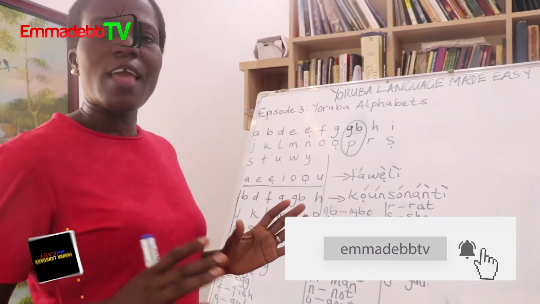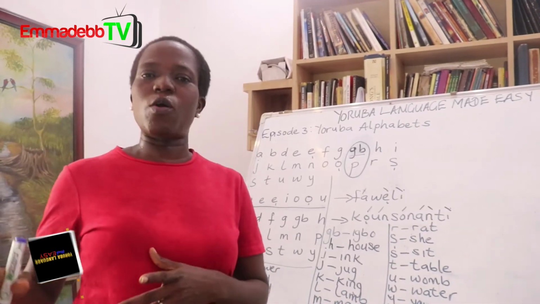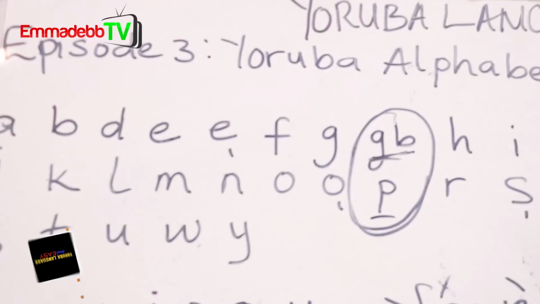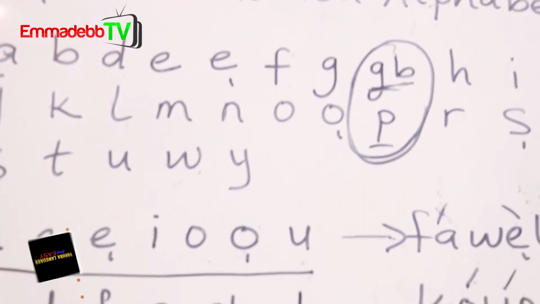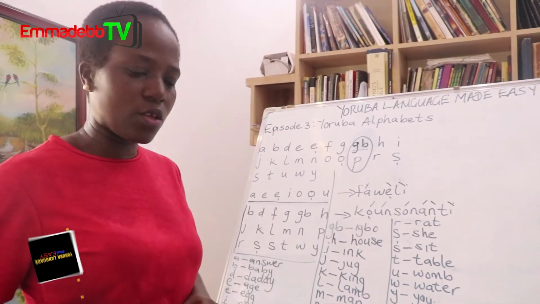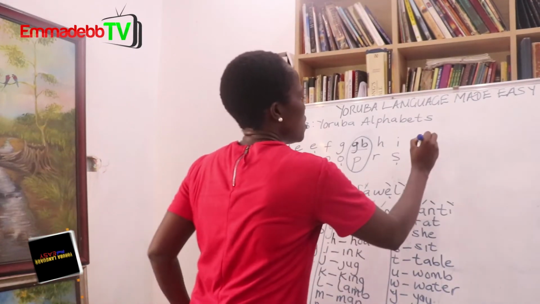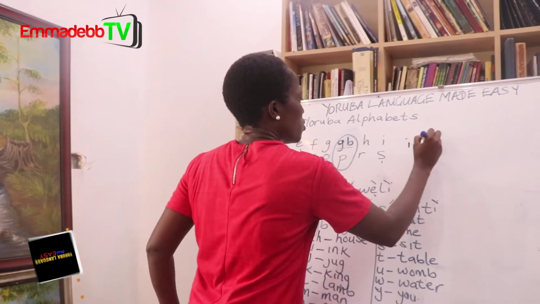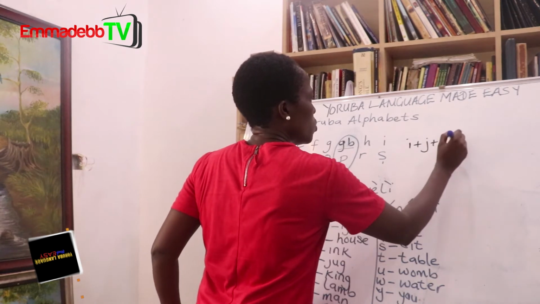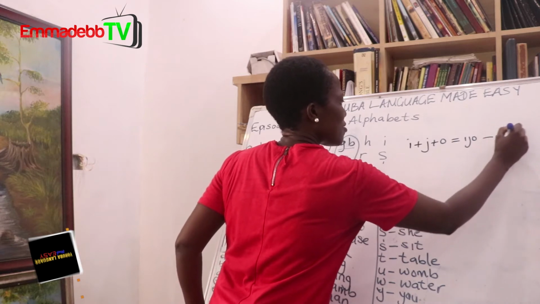Now, just like we combine English alphabets into two-letter words and three-letter words, that is how it is also in Yoruba language. Let's just see two or three examples. For example, when we say E plus J plus O equals Ijo. Ijo means dance.